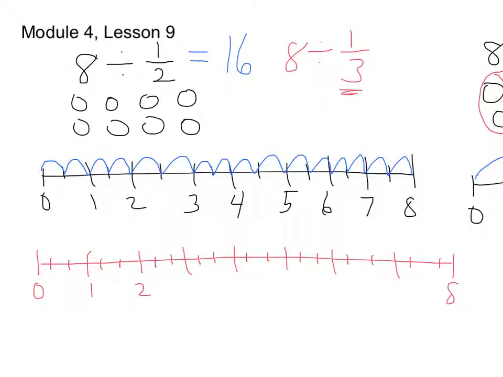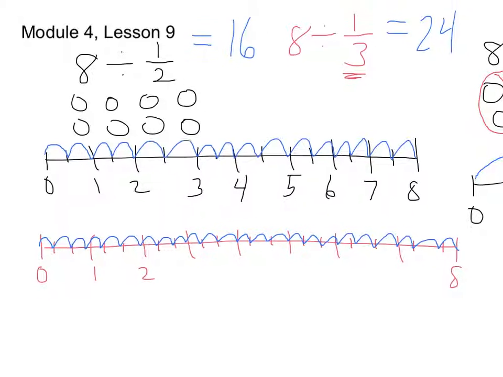And let's go ahead and count the hops when we do little 1/3 hops. 1, 2, 3, 4, 5, 6, 7, 8, 9, 10, 11, 12, 13, 14, 15, 16, 17, 18, 19, 20, 21, 22, 23, 24. That was a lot of hops. That's exhausting. So when we were dividing by 1/2, we got 16. Divide by 1/3, we get 24. What do you think is going to happen?